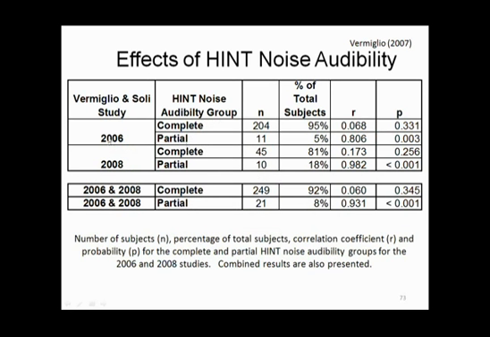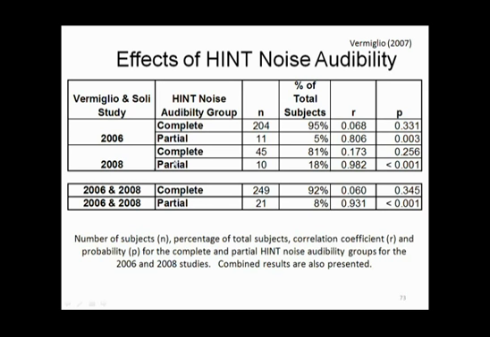This is from the study that showed a very poor relationship between pure tone thresholds and the HINT. This study showed a strong relationship between pure tone thresholds and HINT. But I looked at the groups individually. So the folks with complete audibility of the HINT noise and of the speech signal, 95% of the subjects, look at that correlation coefficient. So is there a relationship between pure tone average and the HINT? No. Look at that. It's not significant. It's like zero, right? And then look at the group that had partial audibility of the speech and the noise. Look at that correlation coefficient of 0.8.